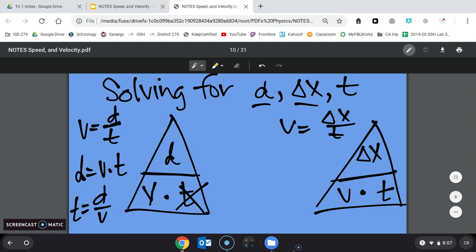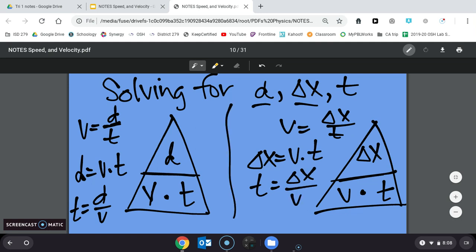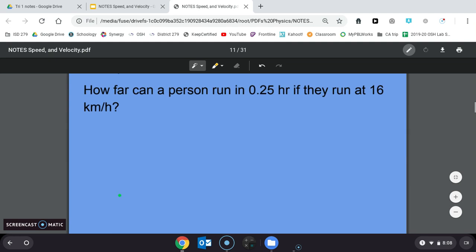You'll get similar things for the triangle using displacement and velocity, so that you would have delta x is equal to V times T, and T is delta x, or displacement, over V. It's easier, I think, to remember the triangles than it is to try to remember the different versions of the formula. So how would I use this?